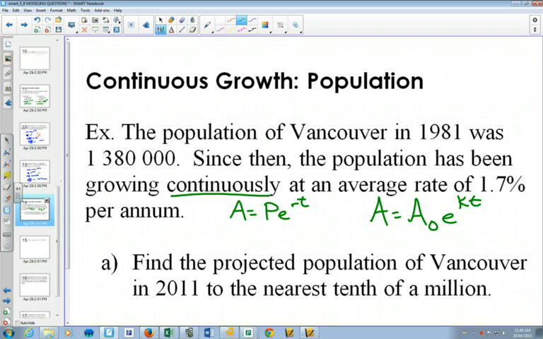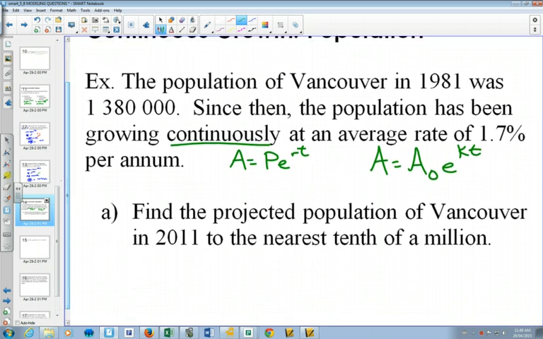So we've got 1.38 million. We want to figure out the projected population in 2011. So we know we started with 1.38 million. The rate is 1.7%, so change that to a decimal. In 2011, how many years later would that be? 30 years later.